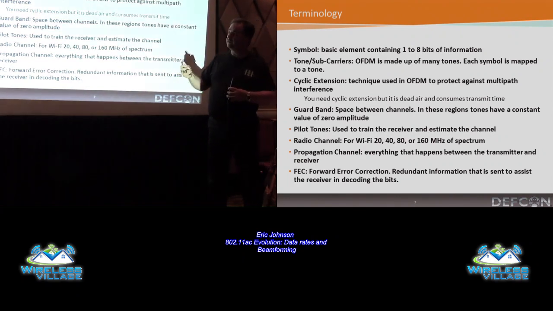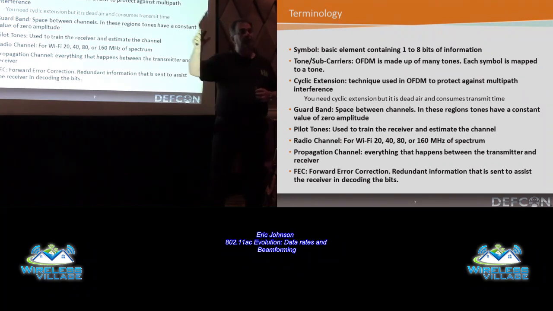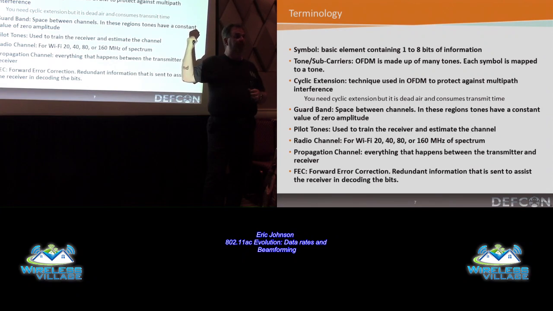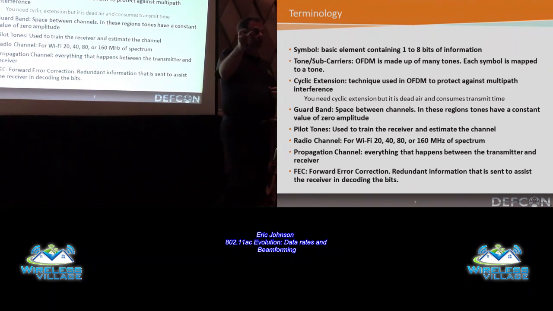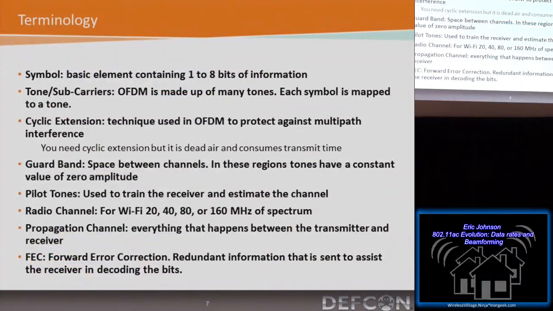Cyclic extension, this is a chunk of time when the radio is repeating what it's sent, and this is what gives Wi-Fi the multipath tolerance. So in this room, when I send the signal from here, there's a direct path, and there's also a path that bounces off the far wall. In order to deal with that multipath, Wi-Fi and all OFDM standards have cyclic extension. They repeat part of the symbol to make the system multipath tolerant. So that's actually wasted time. You have to account for that when you're doing your bandwidth calculation.